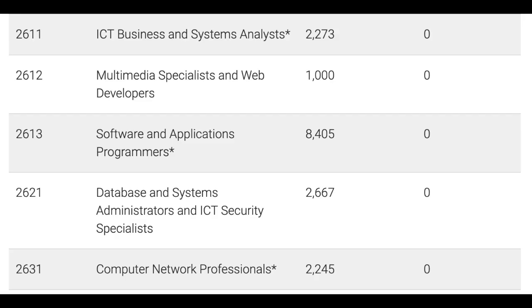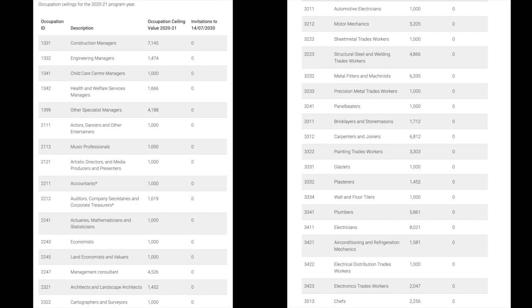occupations. If you see ICT occupations: business and systems analysts, multimedia specialists and web developers, software and application programmers, which includes software engineer, developer programmer, analyst programmer, and software and application programmers not elsewhere classified, the most popular occupation group, perhaps, got 0 invitations in July. Database and systems administrator and ICT security specialist 0. Computer network professionals unit group 0. There are many occupations which did not get invited at all.